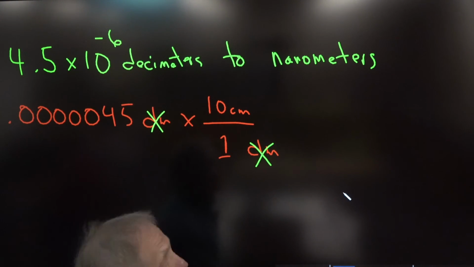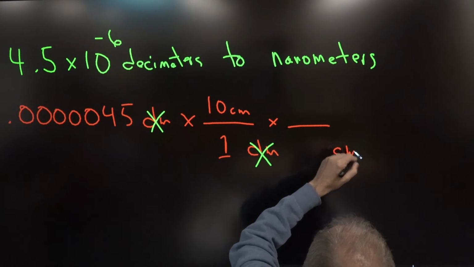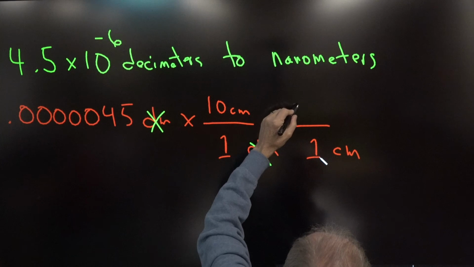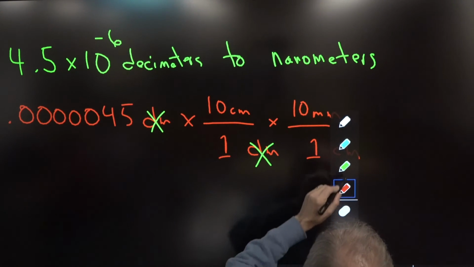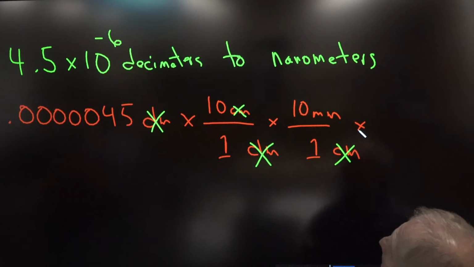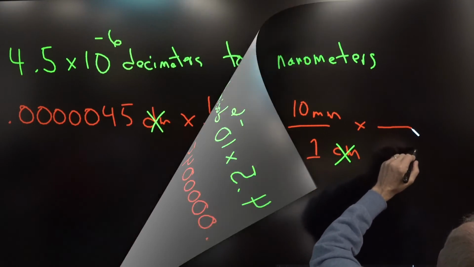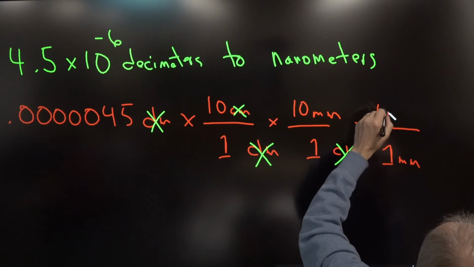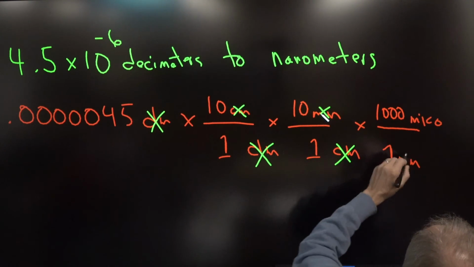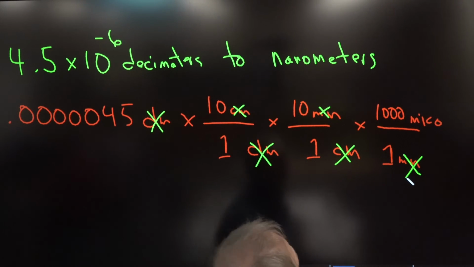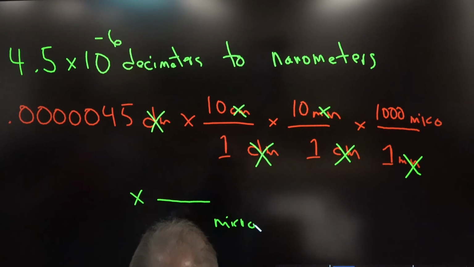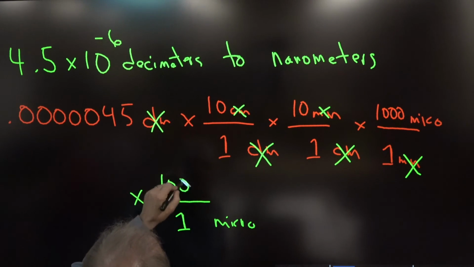The next thing I have to do is get out of centimeters. So 1 centimeter is 10 millimeters. So now centimeters done. The next thing I have to do is get into micrometers. So 1 millimeter is 1,000 micrometers. So now millimeters are gone, and I have to get into the final thing, which is nanometers. So we want to get out of micro. 1 micrometer is 1,000 nanos.